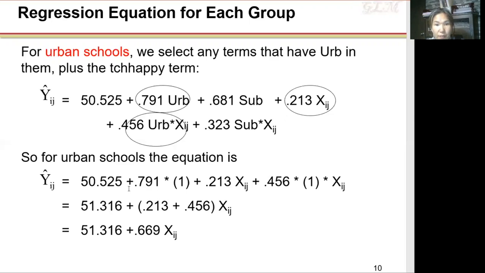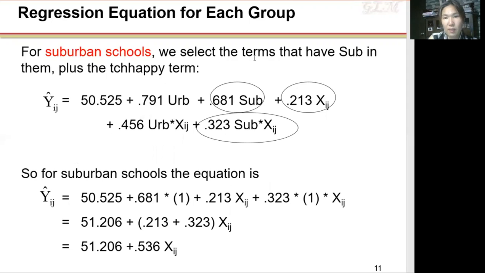So you have this equation now organized. So you use parentheses, and Xij is here, and this becomes the new y-intercept. Okay, so this is the new y-intercept plus the new slope. So this equation is for urban school. Y hat equals 51.316 plus 0.669 Xij.